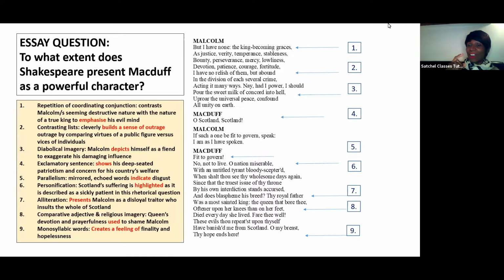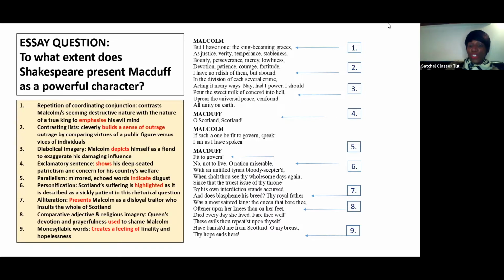Nay, had I power, I should pour the sweet milk of concord into hell, uproar the universal peace, confound all unity on earth." Macduff: "Oh, Scotland, Scotland." Malcolm: "If such a one be fit to govern, speak. I am as I have spoken." Macduff: "Fit to govern? No, not fit to live.